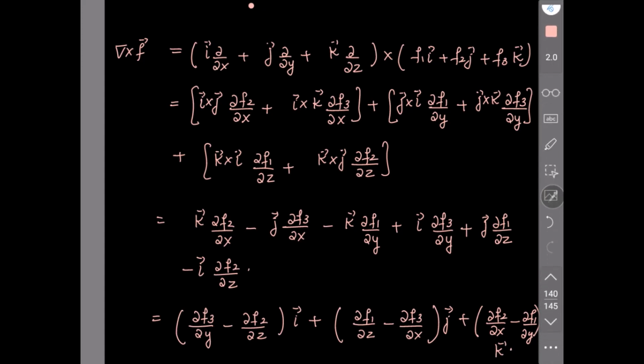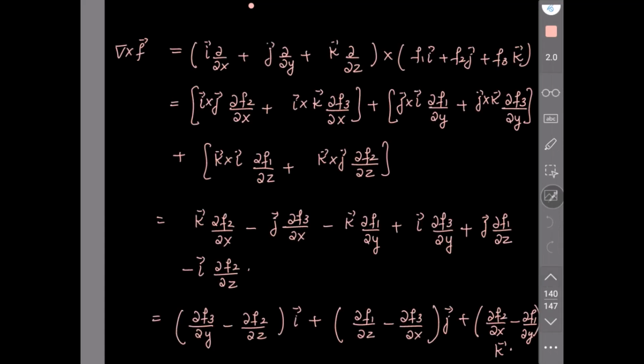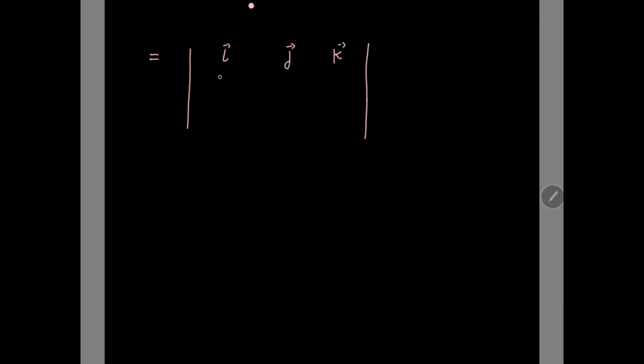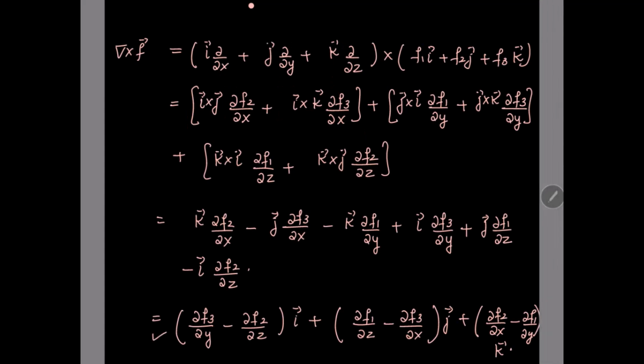Which can be written as, so this will be equal to, this whole bracket, these three terms, written in a determinant form as i, j, k, right? So here it is ∂/∂x, ∂/∂y, ∂/∂z. Then here the first component, the second component, the third component. When you solve this determinant, you will get back to your equation. Right? Okay.